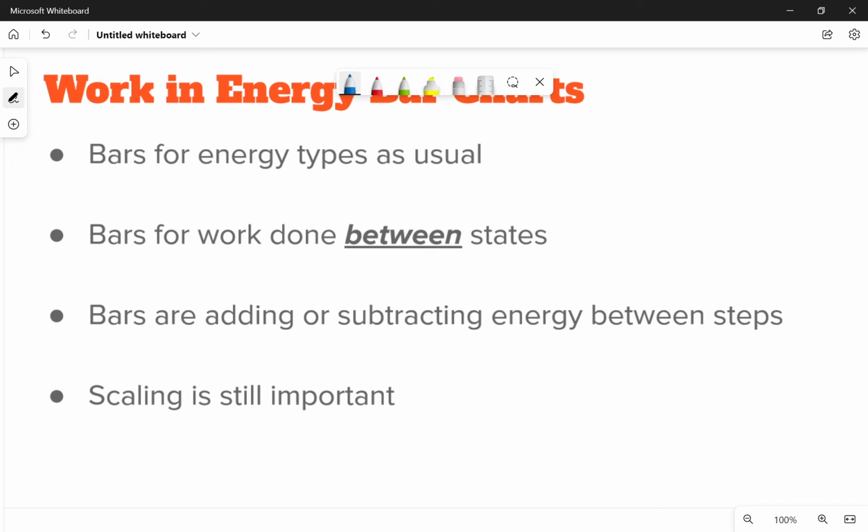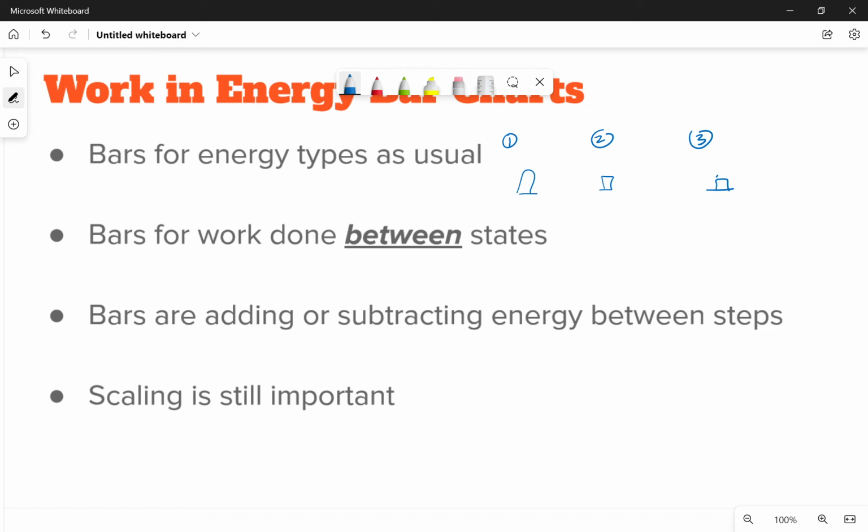Now let's talk about including work in our energy bar chart. We're going to do bars as usual, so that part's staying the same. Before, we would have energy bar charts at different states: state 1, state 2, and state 3, with bars and bars and bars. That's how we would represent things, each bar chart representing a single state.